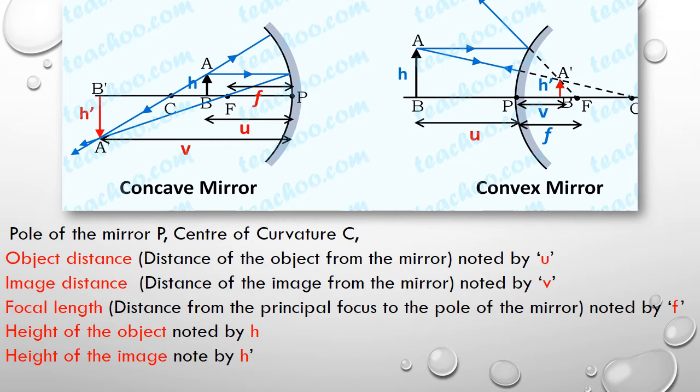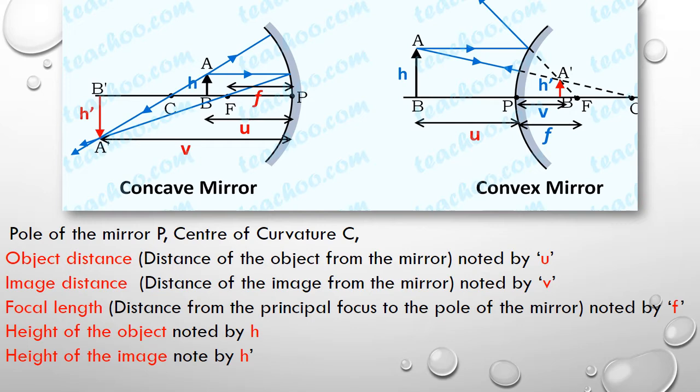What is the case of v? v is image distance. In the first ray diagram, you can see that the image is formed on the left side. So if we have to take the image distance, you have to take the measurement from pole to the left. So v will be negative there. But in the second ray diagram, that of convex mirror, where is the image formed? Image is formed on the right side. So there the image distance we have to take from the pole to the right side. So there v will be positive.